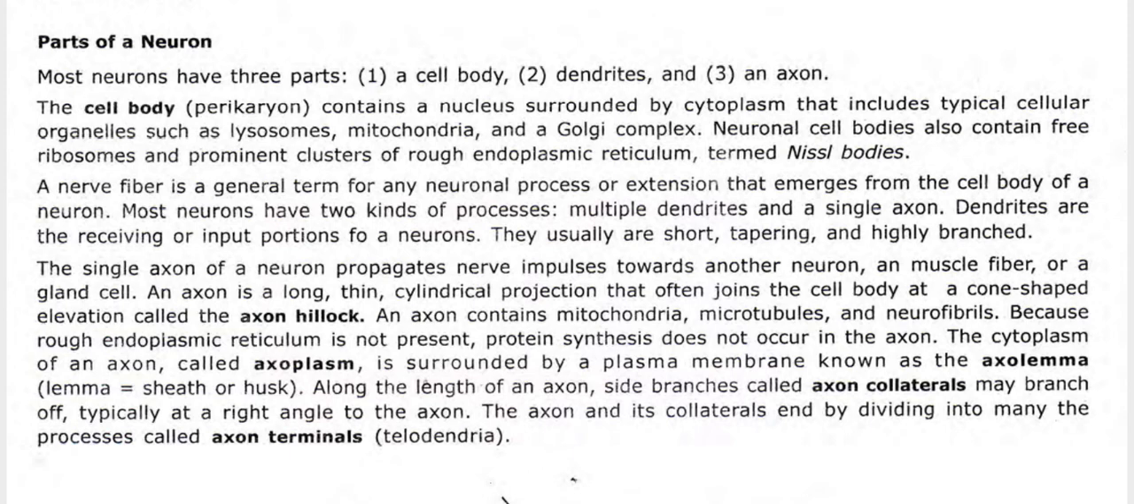Parts of a neuron. Most neurons have three parts: cell body, dendrites and an axon. The cell body or perikaryon contains a nucleus surrounded by cytoplasm that includes typical cellular organelles such as lysosomes, mitochondria and a Golgi complex. Neuronal cell bodies also contain free ribosomes.